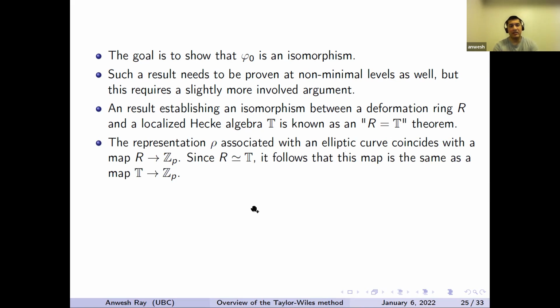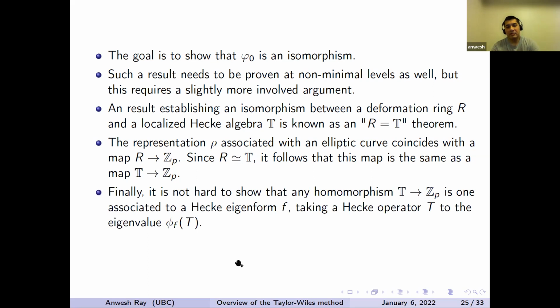what the whole purpose is here. Suppose we have an elliptic curve and we have a deformation ring R, not necessarily at minimal level. The Galois representation associated to the elliptic curve is the same as a map from R to Z_p, because it arises from the specialization of the deformation ring by the universal property. But since R is isomorphic to T, which is the Hecke algebra, this is the same as a map from T to Z_p.